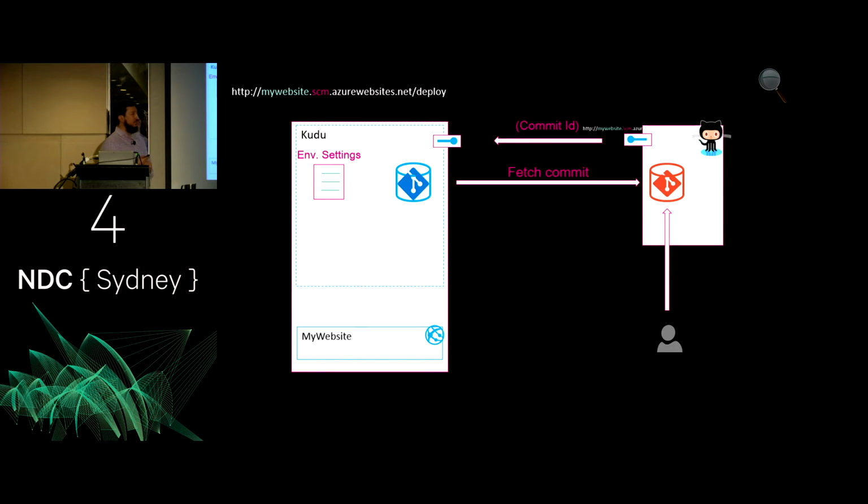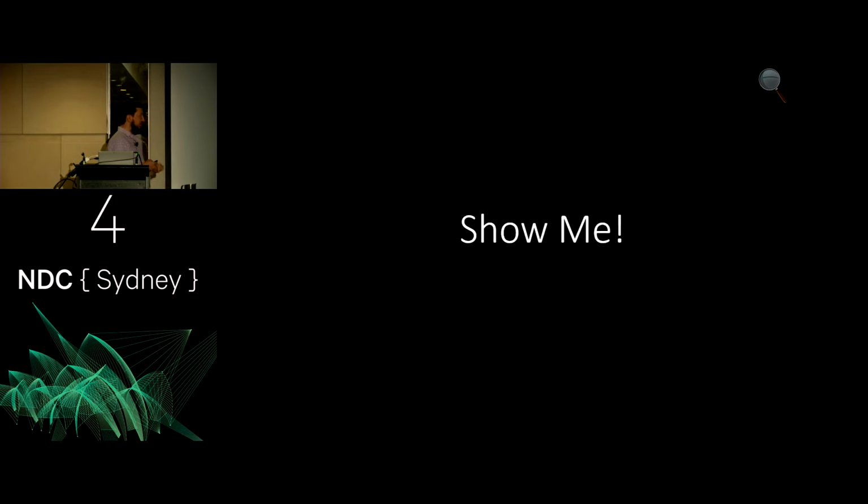Kudu, on the other hand, once it receives these events, will fetch that commit from the code repository and check your code repository for the deployment script, and the same scenario applies. The output is built, and your website is created and deployed. So let's see some practical stuff.